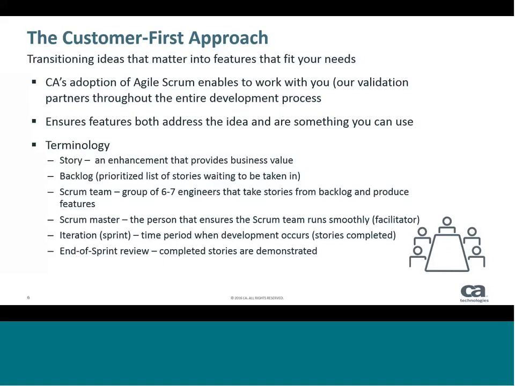Then we start working, and it's called either a sprint, which is our old terminology, or an iteration now with the CA Agile Central product. That's the time period when the development occurs. And that could be anywhere from a week, 2 weeks, 3 weeks, or 4 weeks. It's whatever the team decides. Currently, the Endevor Scrum teams are working on a 4-week cycle. So at the end of that 4-week cycle, they will have their completed stories.